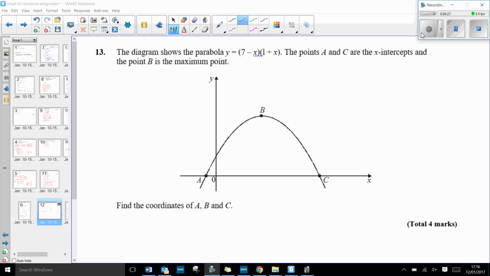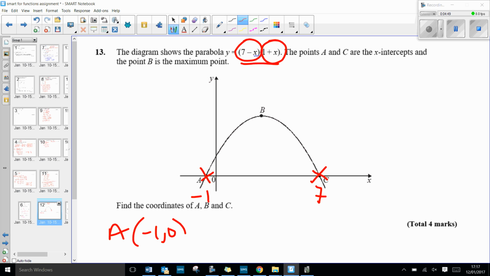Okay, here we have a parabola. We are given this format of it. That tells us that this value here must be 7. This value here must be negative 1 from these two features here. So the coordinate of A would be negative 1, 0. The coordinate of C would be 7, 0.